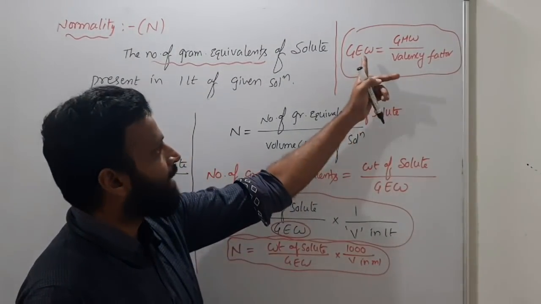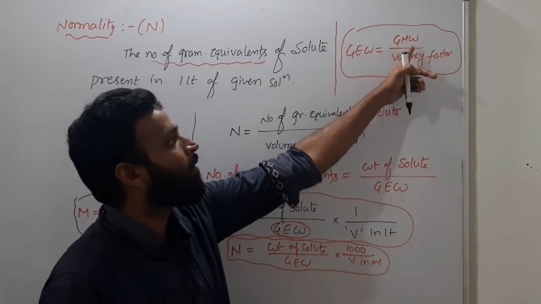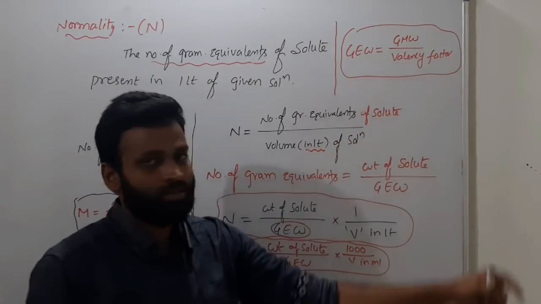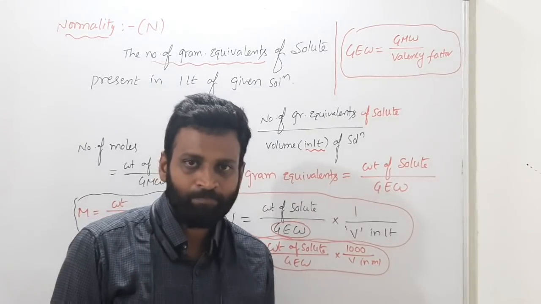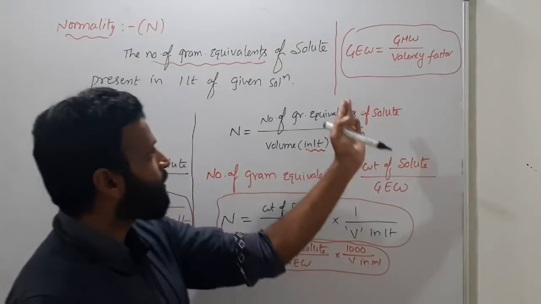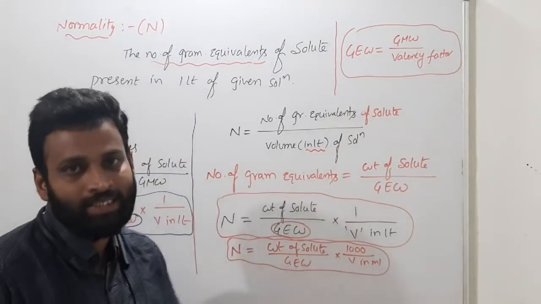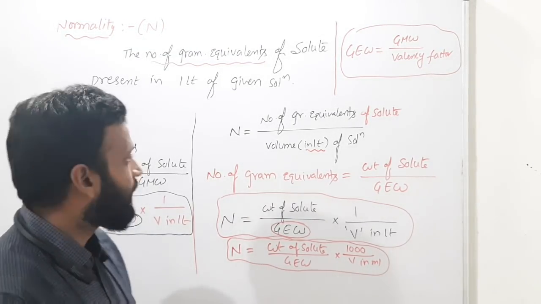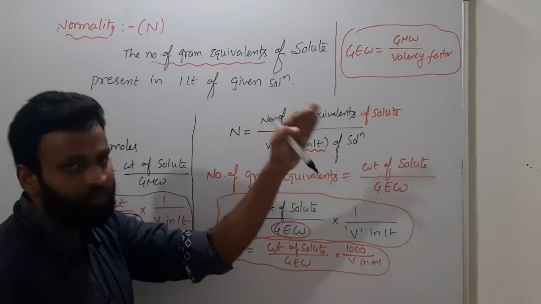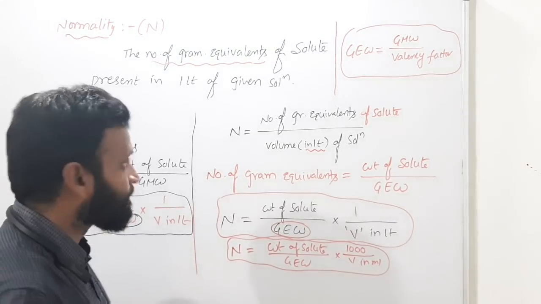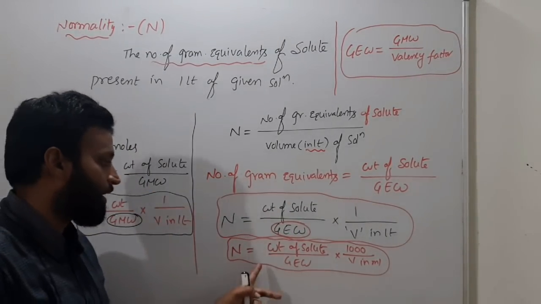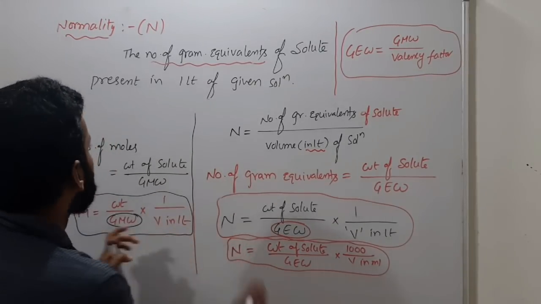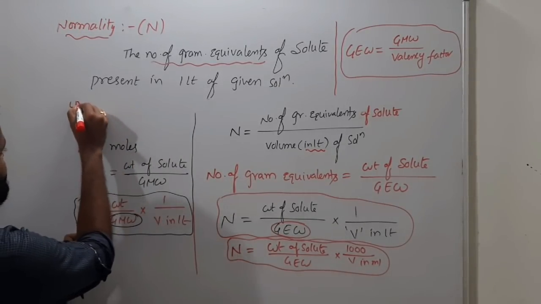So gram equivalent weight is gram molecular weight by valency factor. What is the valency factor? I will explain everything, and we will continue with some numericals in our next class. What we had today was normality and its formula. And what are the units of normality?